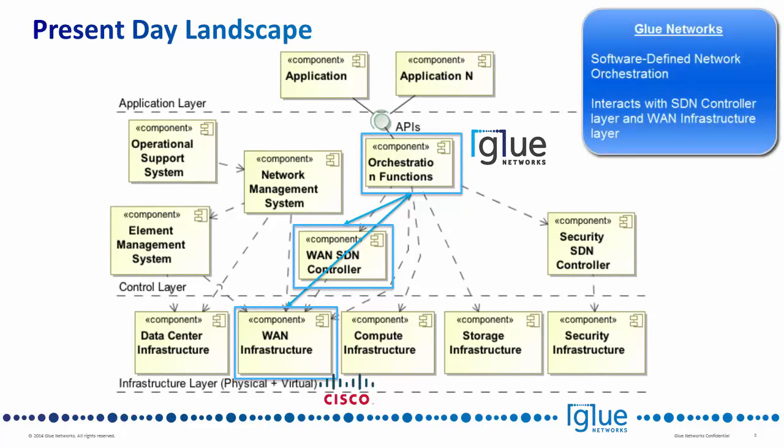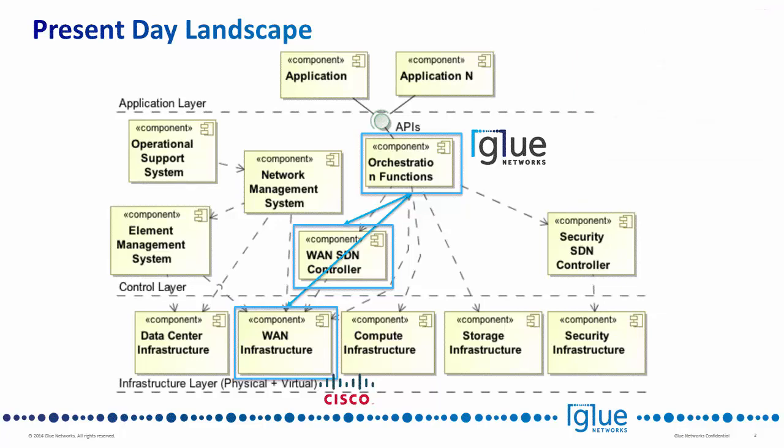SDN controller, in this case an application policy controller known as the Hub Master Controller. Gluware will also connect directly to the infrastructure components for configuration management. Both the controller and infrastructure components are provided by Cisco Systems.